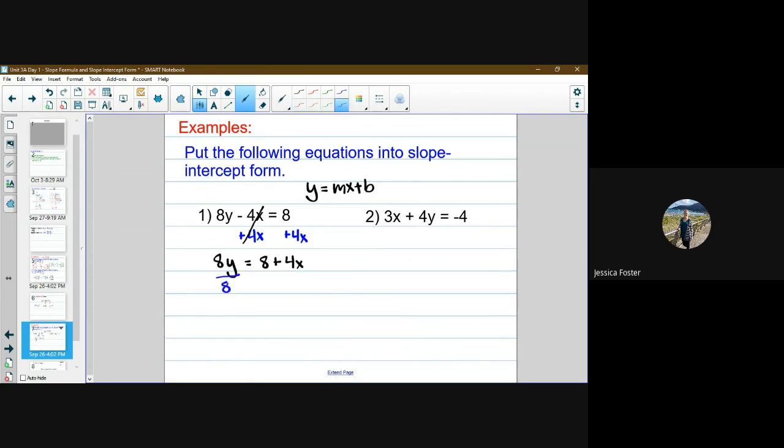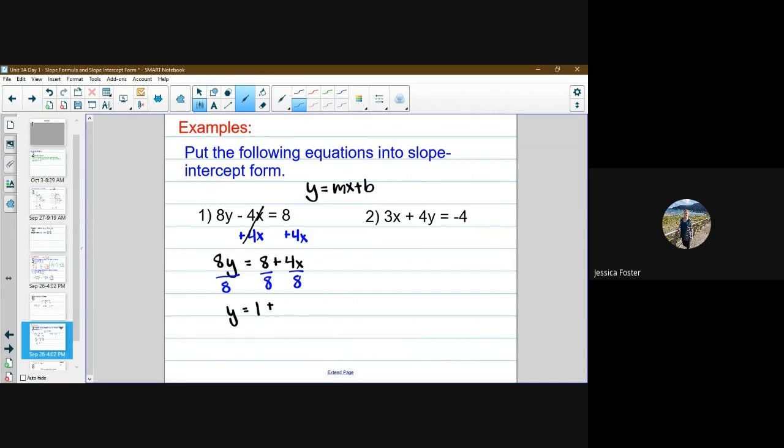And if I divide the left side by 8, I have to divide each term. Everything on the right side is getting divided by 8. I'm not picking and choosing. Everything has to get divided by 8. So when I simplify this, I'm left with y equals 8 divided by 8 is 1.